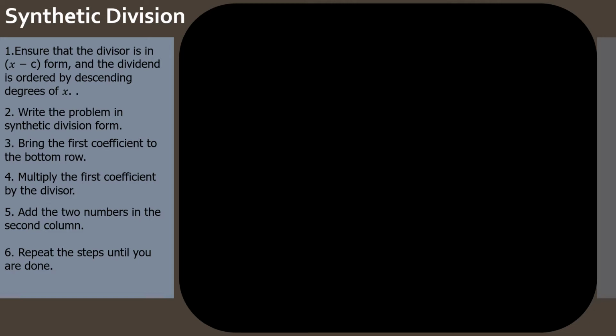x. Number 2, write the problem in synthetic division form. Number 3, bring the first coefficient to the bottom row. Number 4, multiply the first coefficient by the divisor. Number 5, add the two numbers in the second column. And number 6, repeat the steps until you are done or until you obtain your remainder.